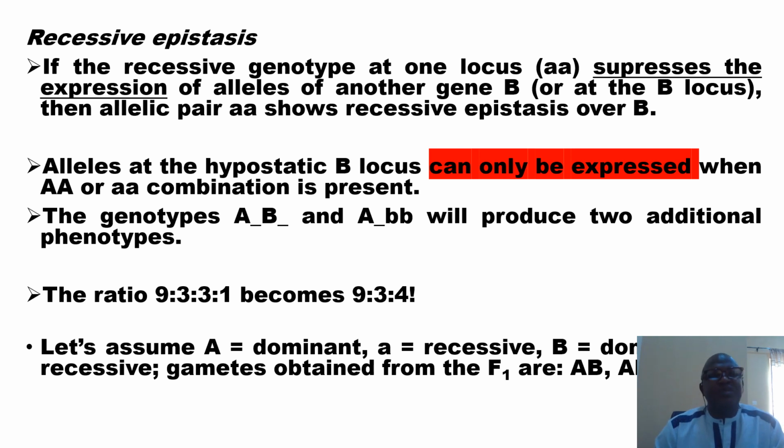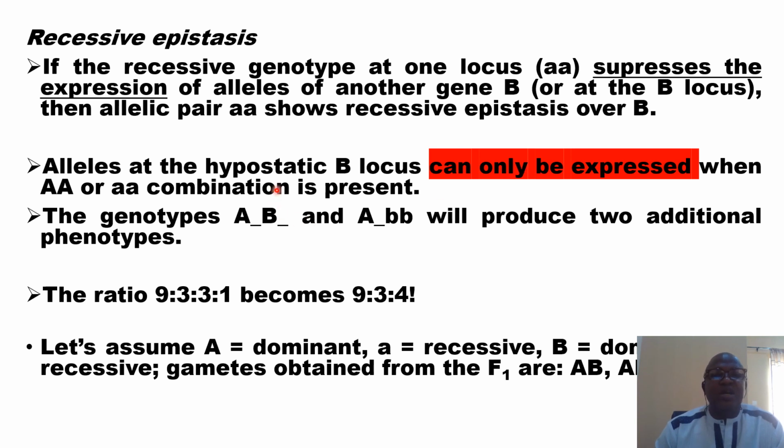We have a case of recessive epistasis, and this will occur if the recessive genotype at one locus, for example small a, suppresses the expression of alleles of another gene, at the B locus, either in the dominant or in the recessive state. When that happens, we say that this allelic pair, small a, is showing recessive epistasis over B, meaning that the small a is preventing the expression of even the capital, the dominant non-allele that it is in combination with.